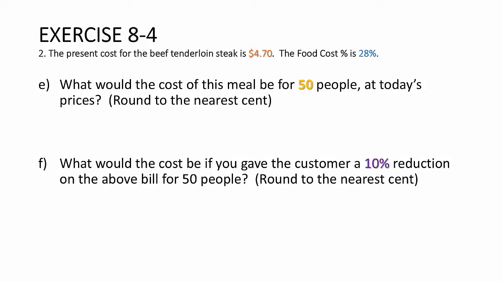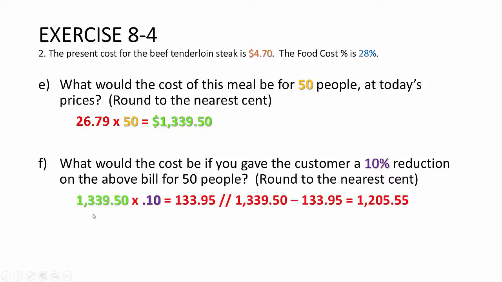And a couple of last little exercises. What would the cost of this meal be for 50 people at today's prices? Well, here's today's price, $26.79. We didn't go 5 months from now. We took today's price, we multiplied it by 50, and we get $1,339.50. What would this cost be to the customer if we gave the customer a 10% savings for these 50 people? So we are going to take the current price, we're going to multiply it by 10%, and we see that they're going to save $133.95.